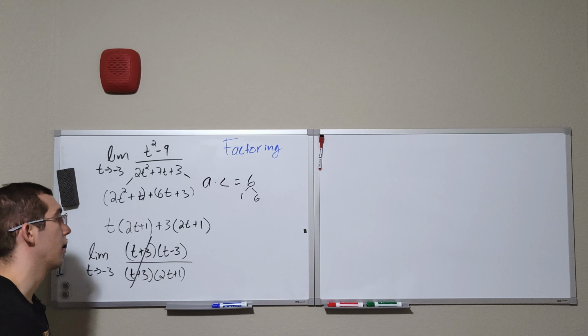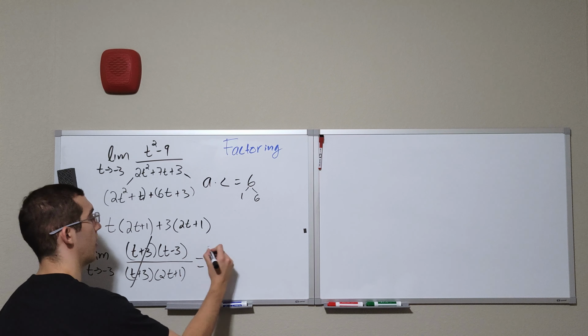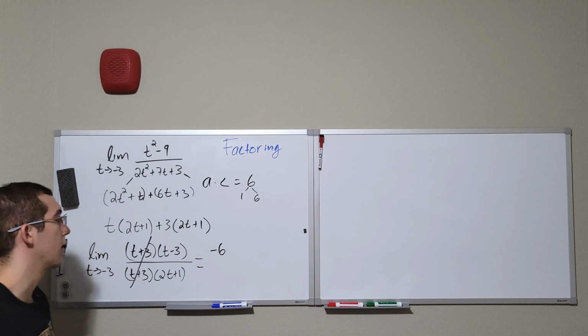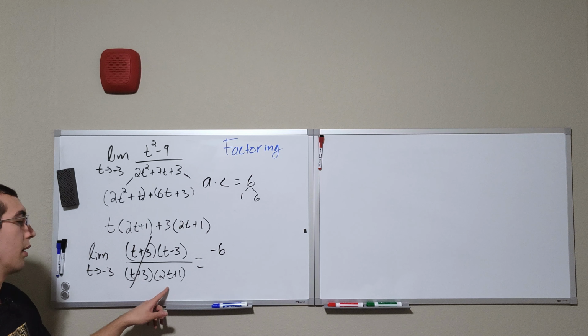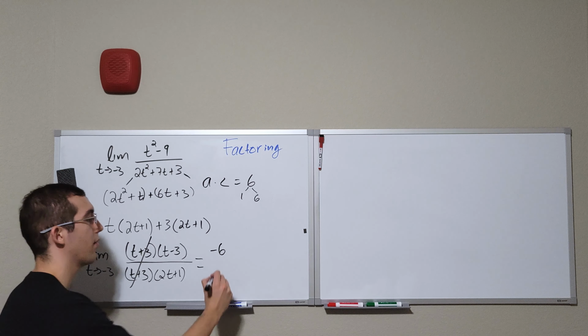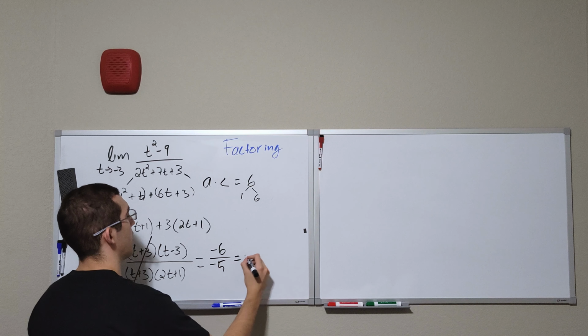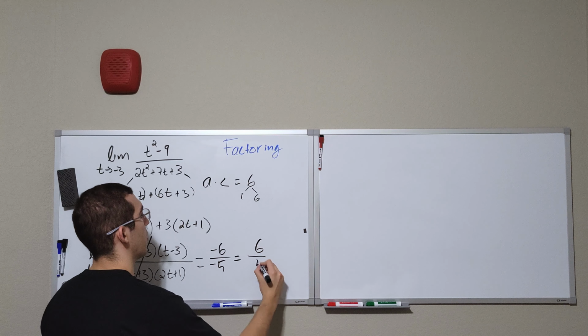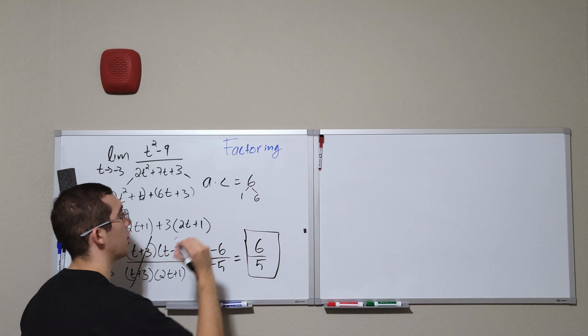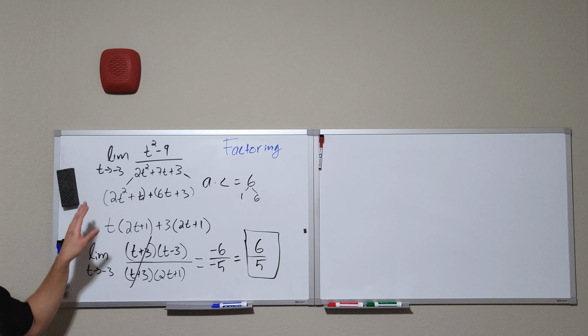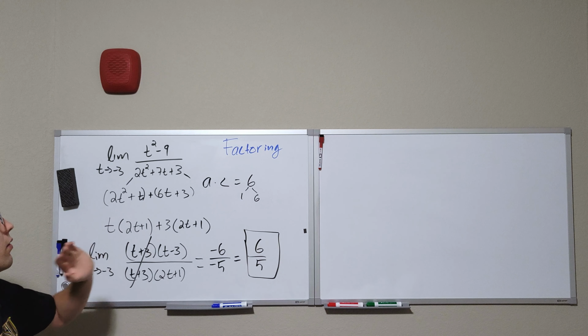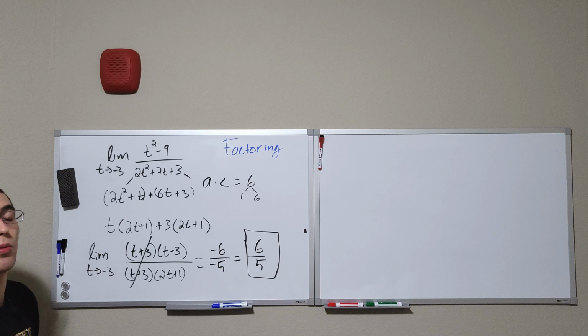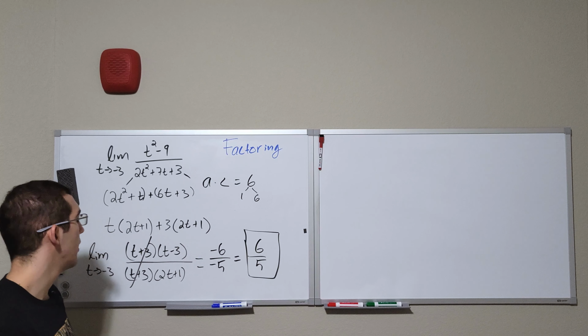So now let's just plug in this negative 3. In the numerator, I'm going to end up with a negative 6. In the denominator, negative 3 times 2 is negative 6, plus 1 is negative 5, so negative 6 over negative 5, which is the same as saying 6 over 5. So that would be the answer to the limit as t approaches negative 3 of t squared minus 9 over 2t squared plus 7t plus 3.